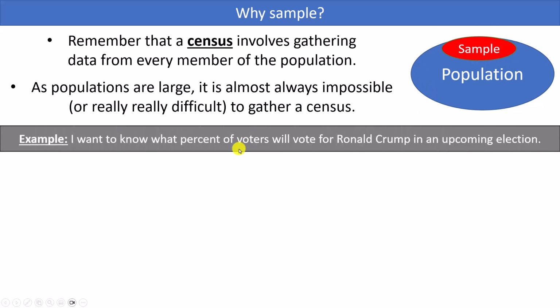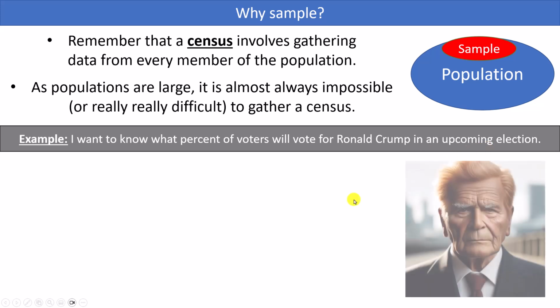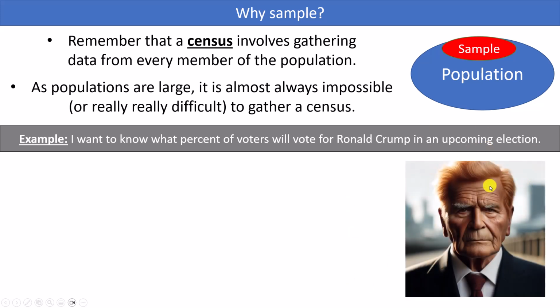So an example that we're going to work with here is, let's say we want to know what % of voters are going to vote for Ronald Crump in an upcoming election. So here we have Ronald Crump over here on the bottom right, and let's say that he is running for president of the United States. And we're like a polling organization, and we want to know what % of all the voters who are going to turn out for this upcoming election are going to vote for Ronald Crump, and we want to estimate that before the election actually happens, right?